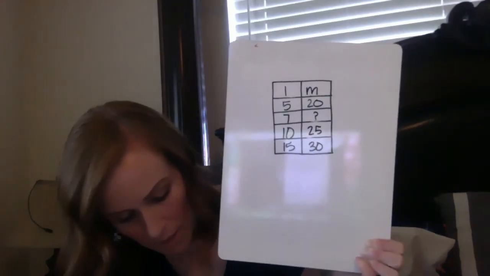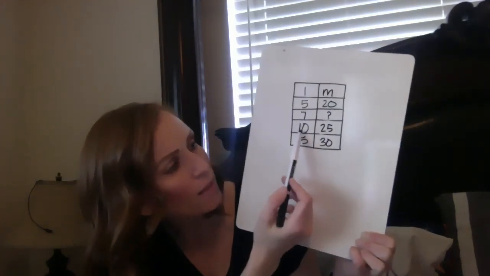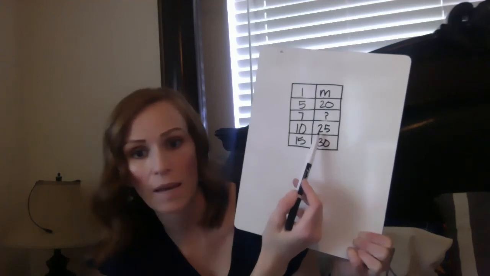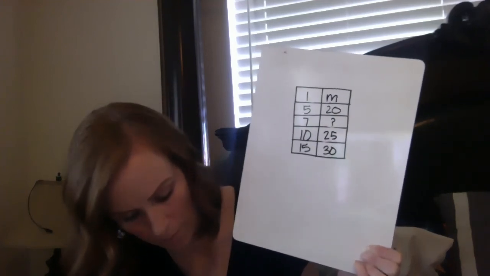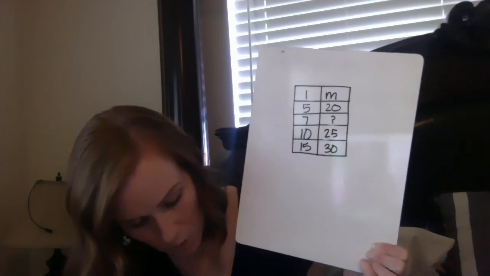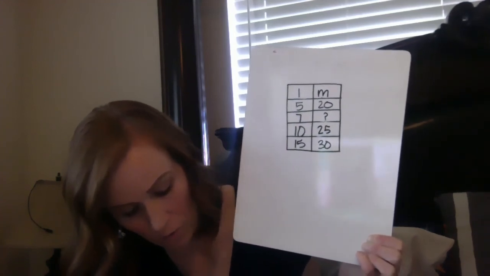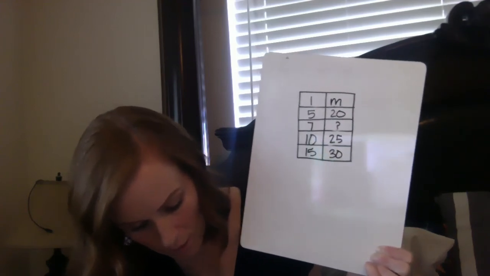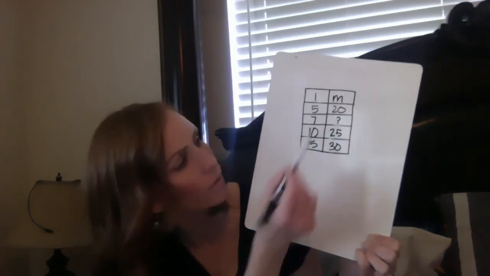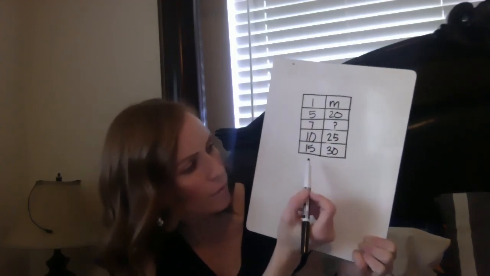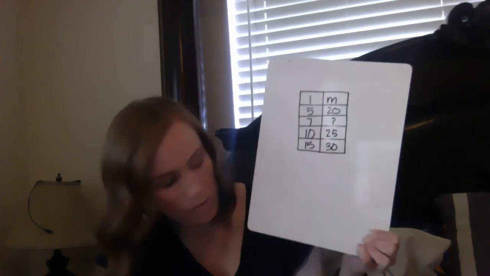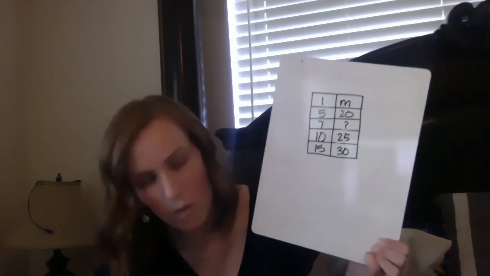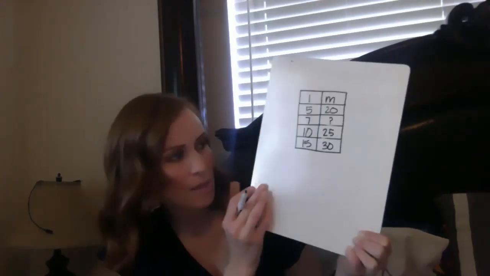Okay, we might guess that the rule is multiplying L by 4. However, we see here when L is 10, M is 25. So that can't be multiplying it by 4. So we know that that guess is incorrect. We need to figure out another rule. We notice that 20 is 15 more than 5. 25 is 15 more than 10. 30 is 15 more than 15. So we come to realize how M is found.